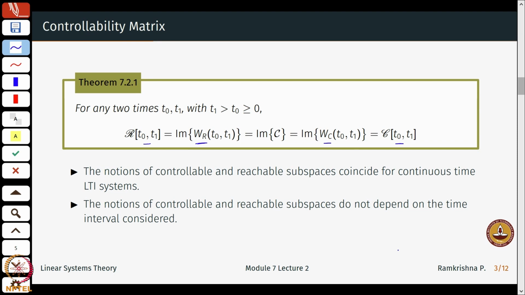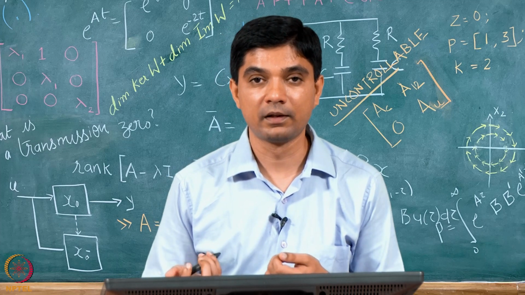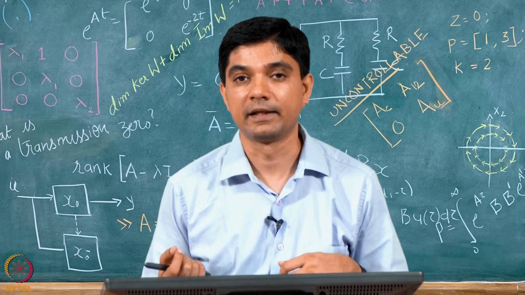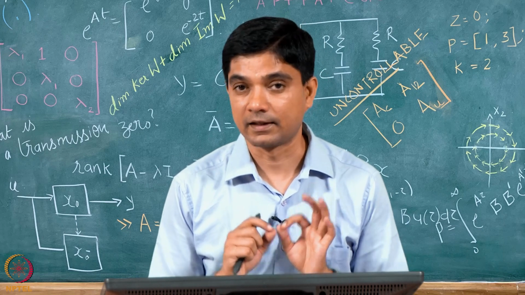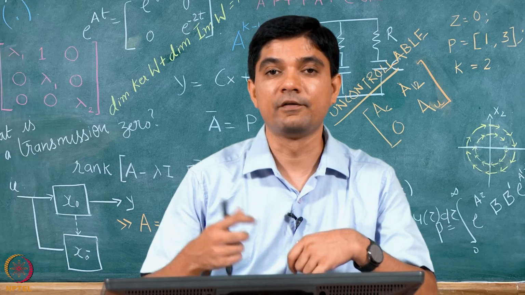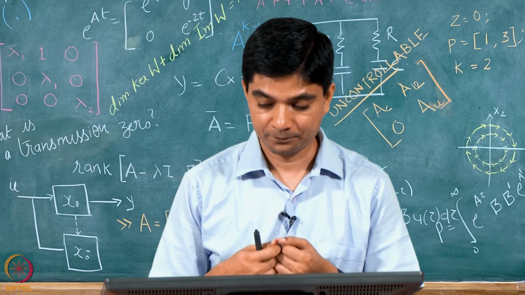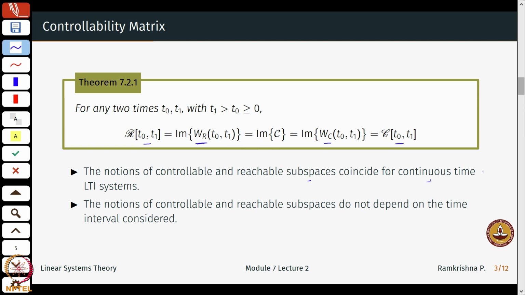Okay, so before we do this, I will not do a proof of this, but this is a little intuitive. So the notions of controllable and reachable subspace coincide for continuous time LTI system. So if I say a system is controllable, it also means it is also reachable in the LTI case, continuous time. So that's what I will emphasize on. Whenever they are not equal, I will tell you why they are not equal. And they also do not really depend on the time interval considered.